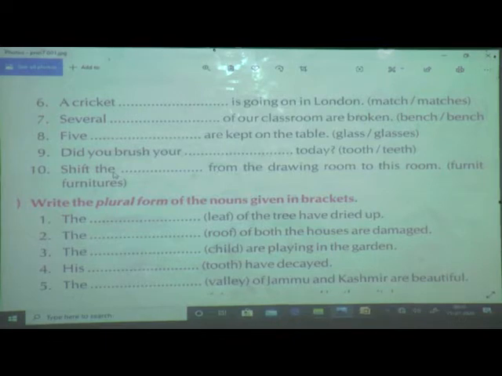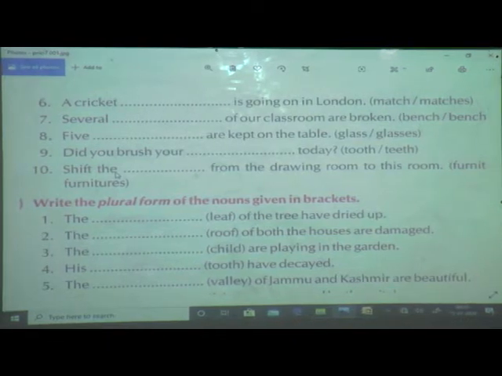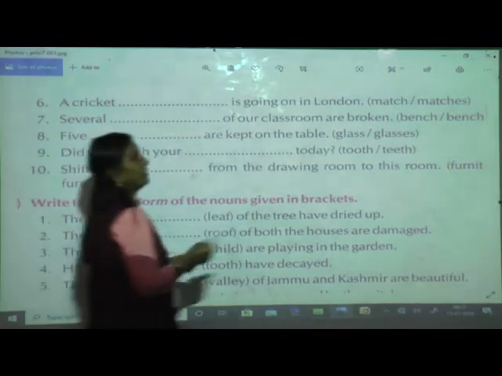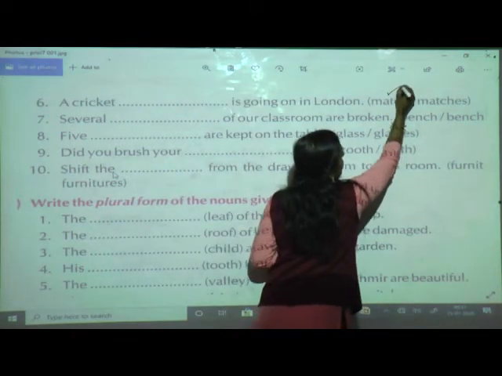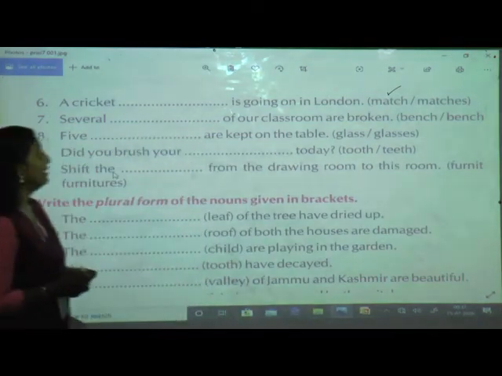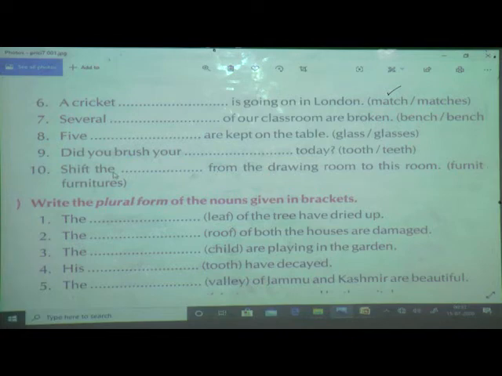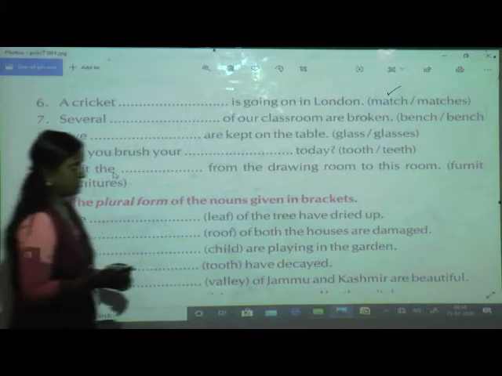Okay. Now a cricket dash is going on in London. So cricket is what? A single match they are talking. It is not talking about more than one match. So match. Okay. Next. Several dash of our classroom are broken. Several means they are talking about many. Bench or benches? Yes, it is benches.